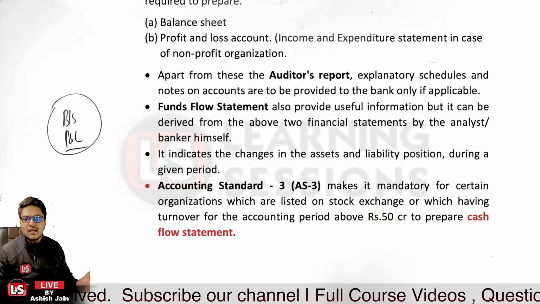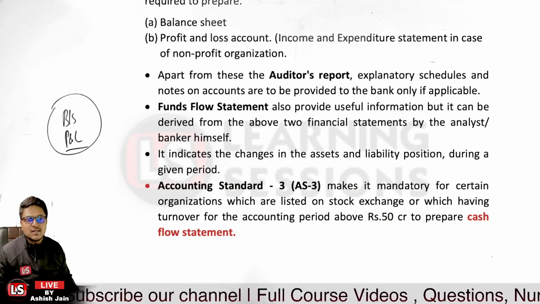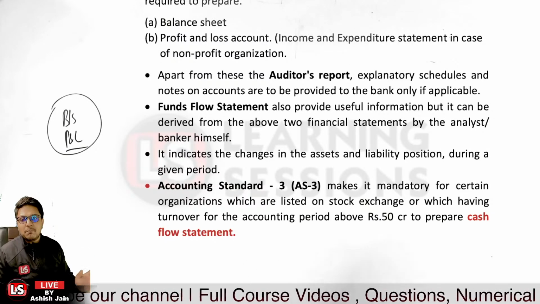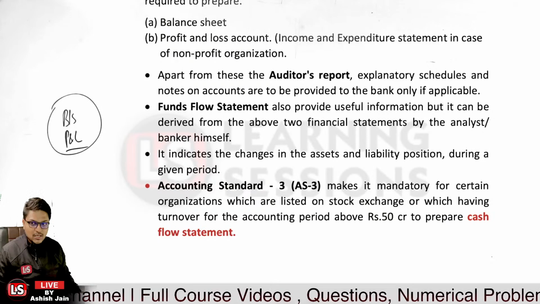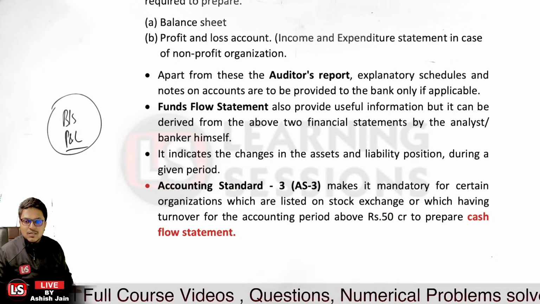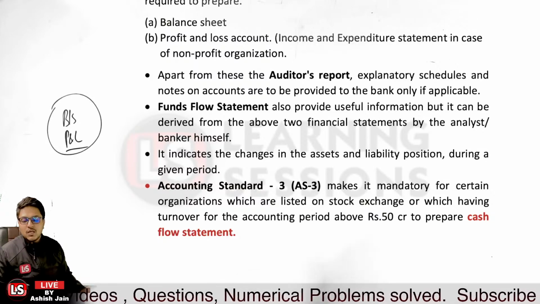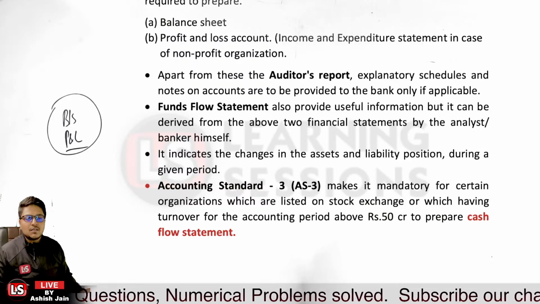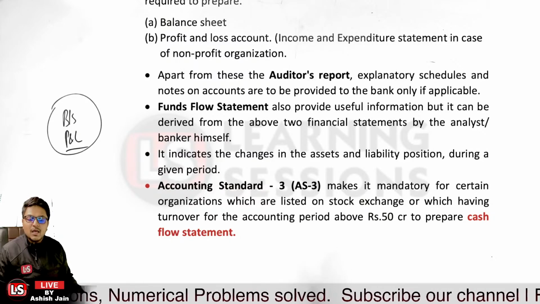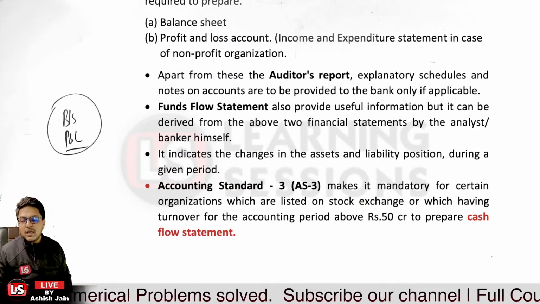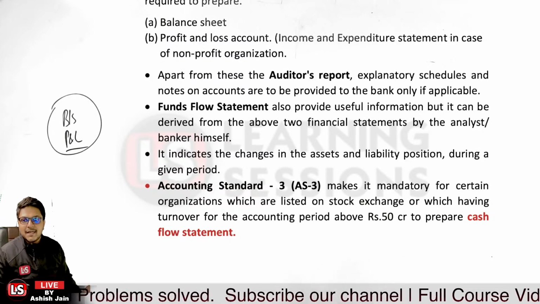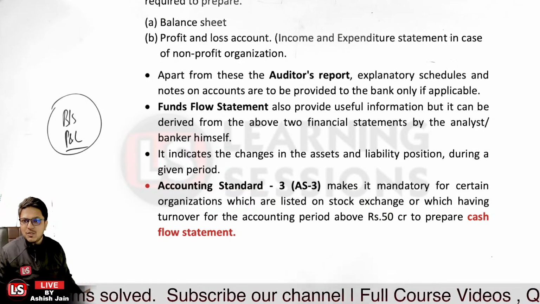And other than that, there are different accounting standards which make it mandatory for some organizations. Which organizations? Such organizations which are listed on the stock exchange. And further, organizations having a turnover for the accounting period above rupees 50 crore also have to prepare the cash flow statement, which is related to accounting standard 3.